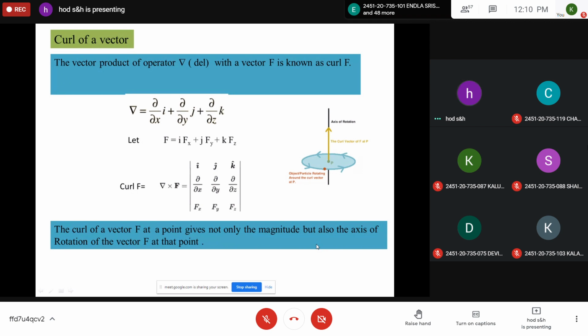You know all this: i j k, then ∂/∂x, ∂/∂y, ∂/∂z, fx, fy, fz. So if you want to calculate, it is i into (∂fz/∂y minus ∂fy/∂z), like that. You can write these components.